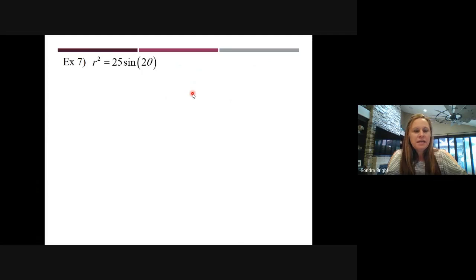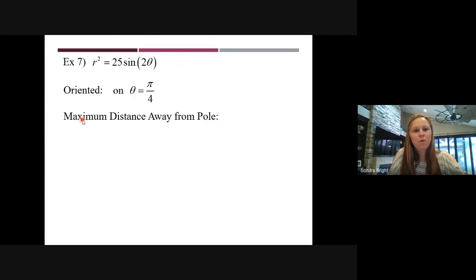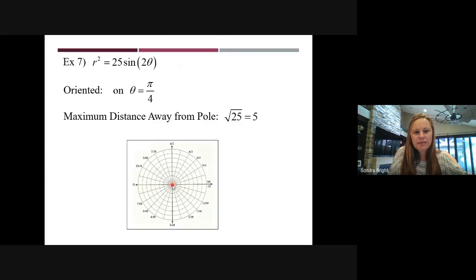All right, so let's do an example. r squared equals 25 sine of 2 theta. It's oriented on pi over 4, always pi over 4, because this is always going to be a 2. To figure out the maximum distance away from the pole, take the square root of 25, which gives you 5 units out. Put a dot at the pole, the origin. You're going to go along this line, pi over 4, and go 5 units out: 1, 2, 3, 4, 5, put a dot. Then go 5 units in the opposite direction, and then you'll just do a figure 8.